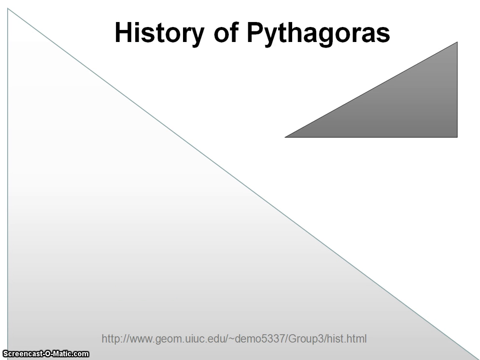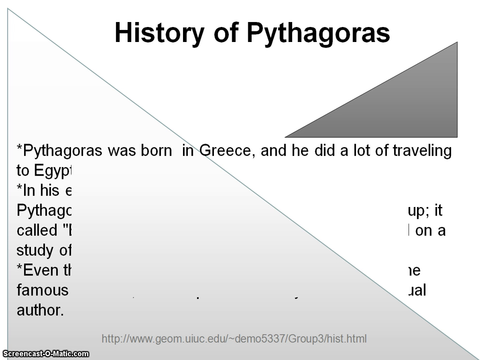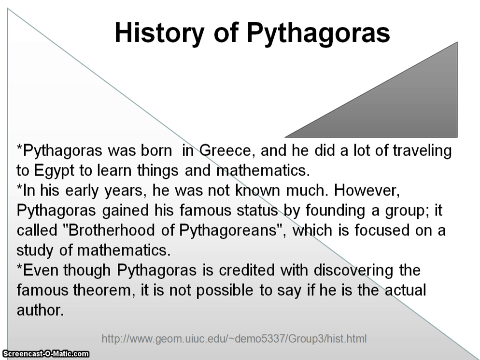Today, we are going to explain Pythagorean Theorem. Let's talk about Pythagoras and his history first. He was born in Greece, and he did a lot of traveling to Egypt to learn things and mathematics. In his early years, he wasn't known much. However, Pythagoras gained his famous status by founding a group called the Brotherhood of Pythagoreans, which focused on the study of mathematics. Even though Pythagoras is credited with discovering the famous theorem, it's not possible to say if he is the actual author.